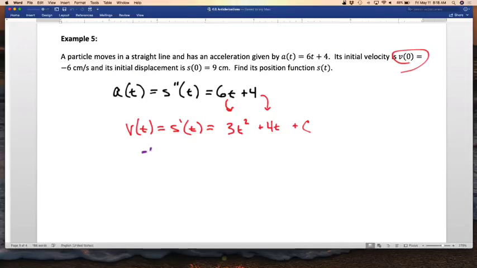So since v of 0 equals -6, what does C equal? -6. So now I can work off of that for my acceleration equation.